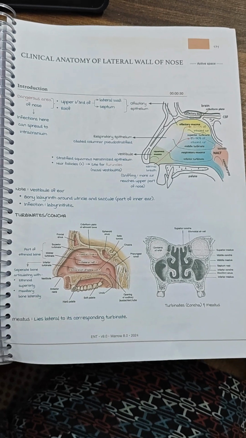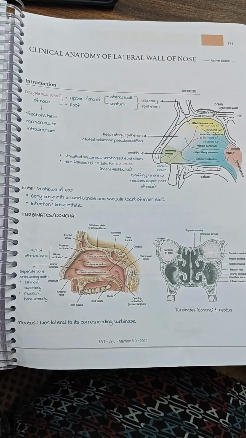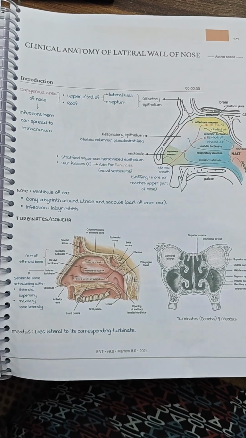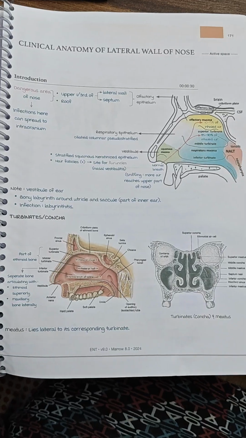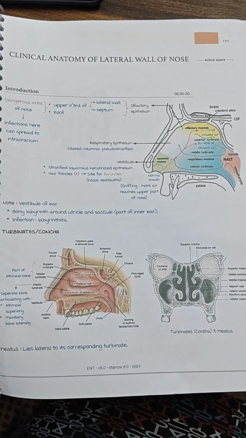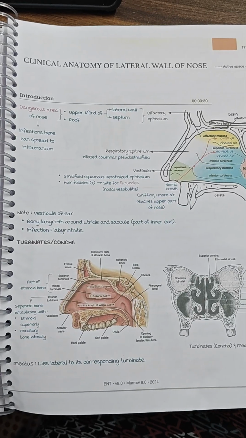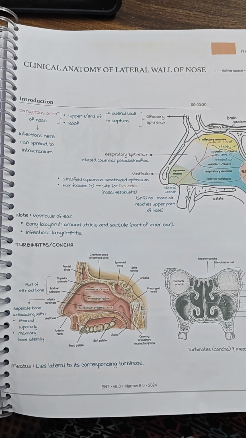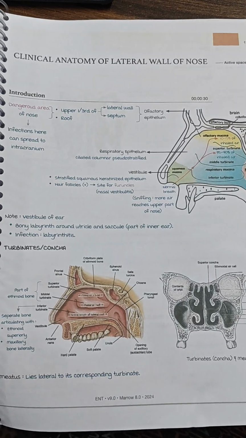Hello everyone. So today we are going to start with our new topic of ENT, that is the clinical anatomy of the lateral wall of nose. Before beginning, let's first recall from our first year that we have also studied the dangerous area of the nose, which consists of the upper one third of the lateral wall and the septum, through which infection can spread to the intracranium.